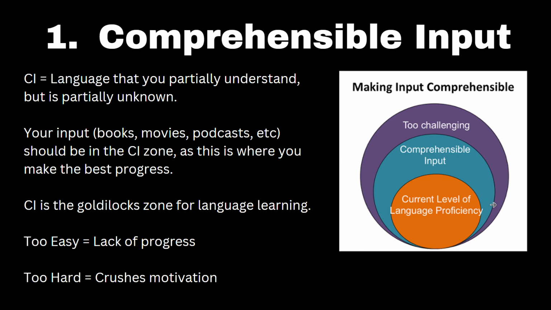So try and find texts that are difficult to read. Don't get me wrong, it should be somewhat difficult, but not impossible, and you should have a rough idea of what is going on. That's comprehensible input. That is tip number 1. Make sure you're getting your vocab from comprehensible input.